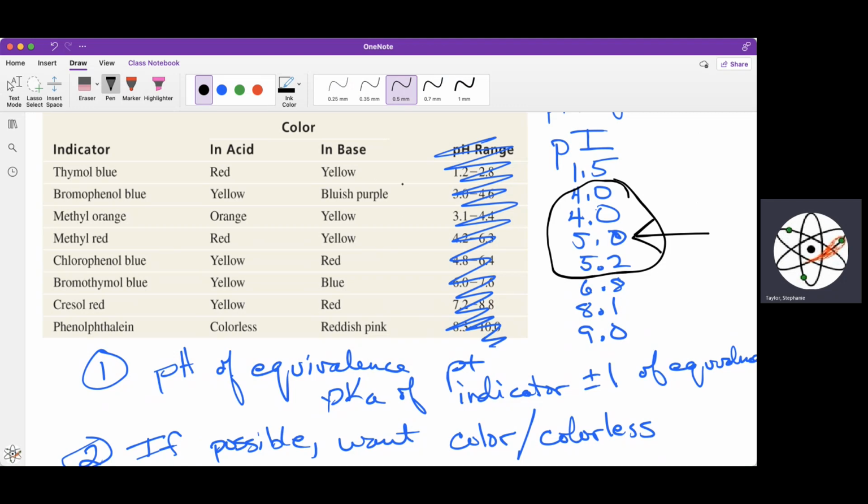But what you should notice is, as we're looking at all of these transitions, all of these transitions are colors. And really, the yellow to bluish purple might actually be easier to see. Oh God, orange to yellow sounds awful. Red to yellow and yellow to red also sound awful. But these are all color changes, and those are my only options. So since these are all color changes, I'm just going to go with the one that's closest to the thing that I want, which is the methyl red. So everything is a color. I'm going to pick methyl red.